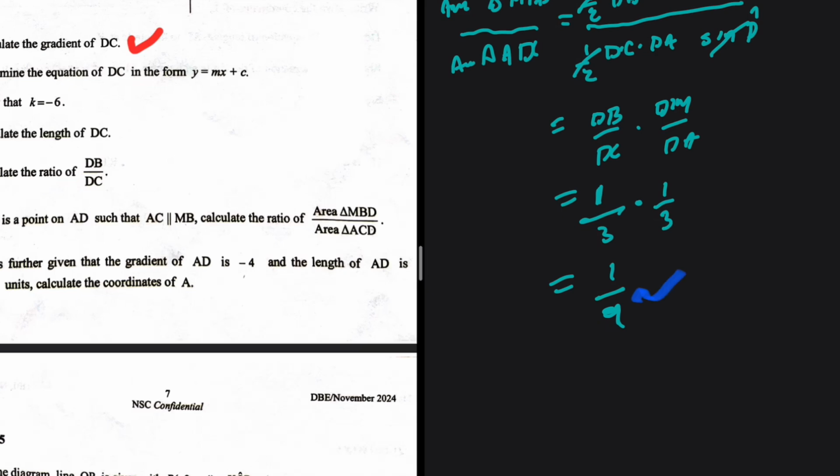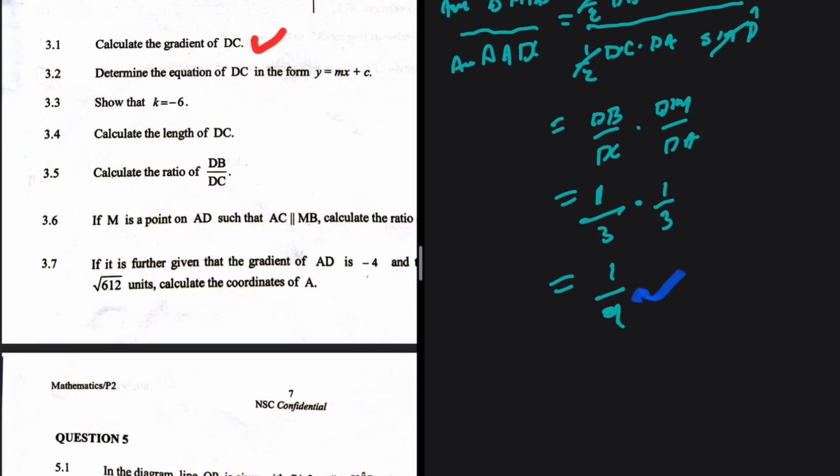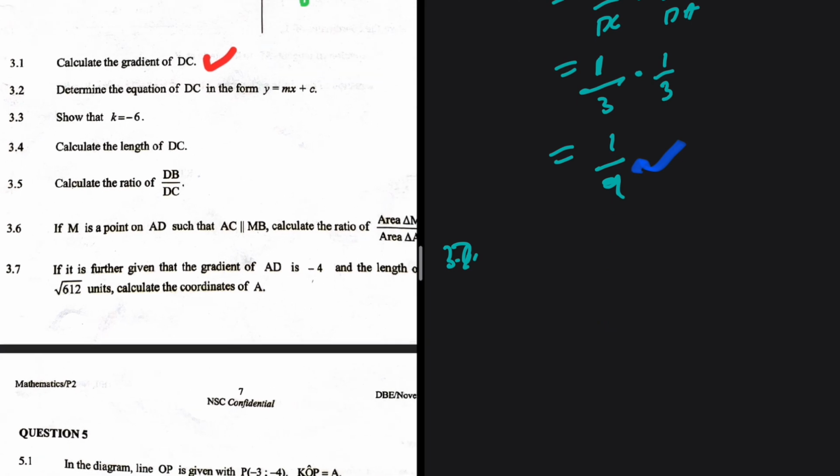So there we go. That is 3.6. And then 3.7, it is further given that the gradient of AD is minus 4.